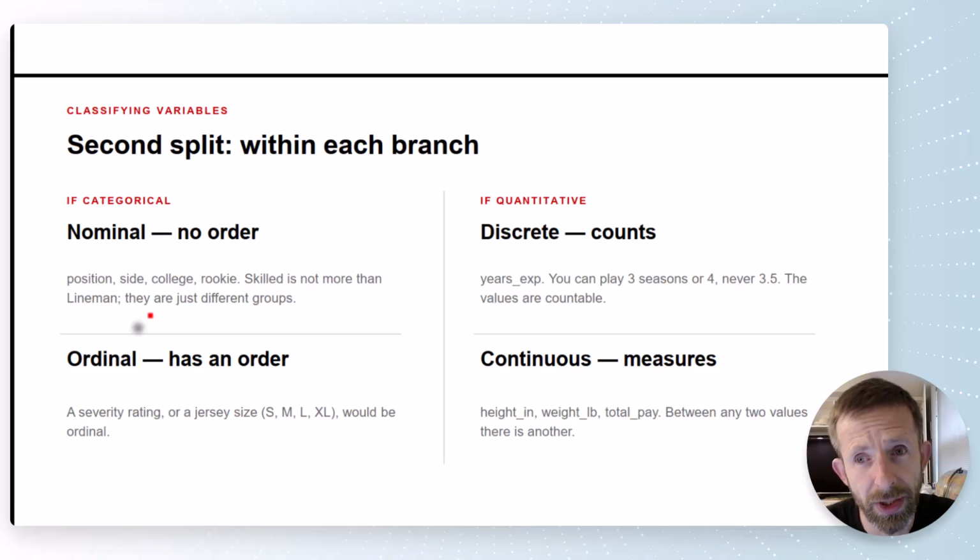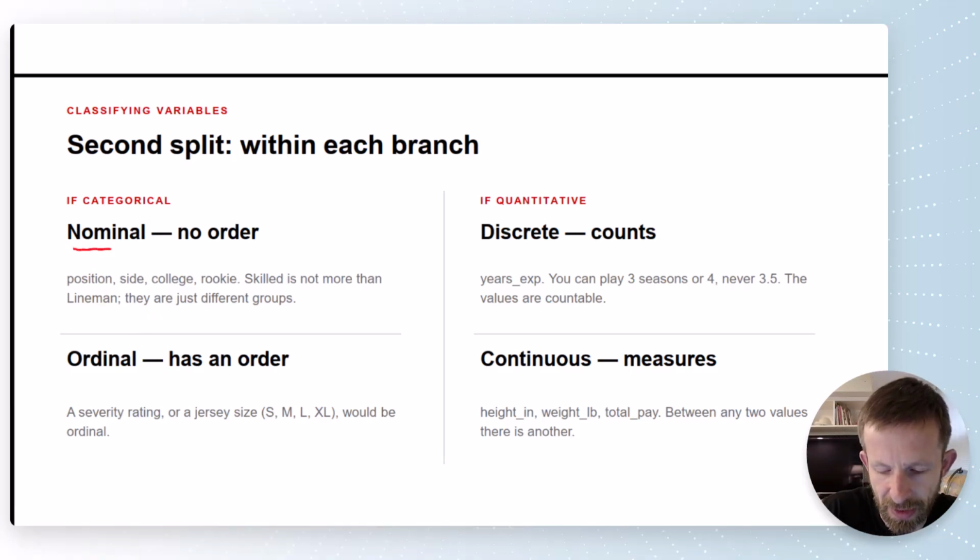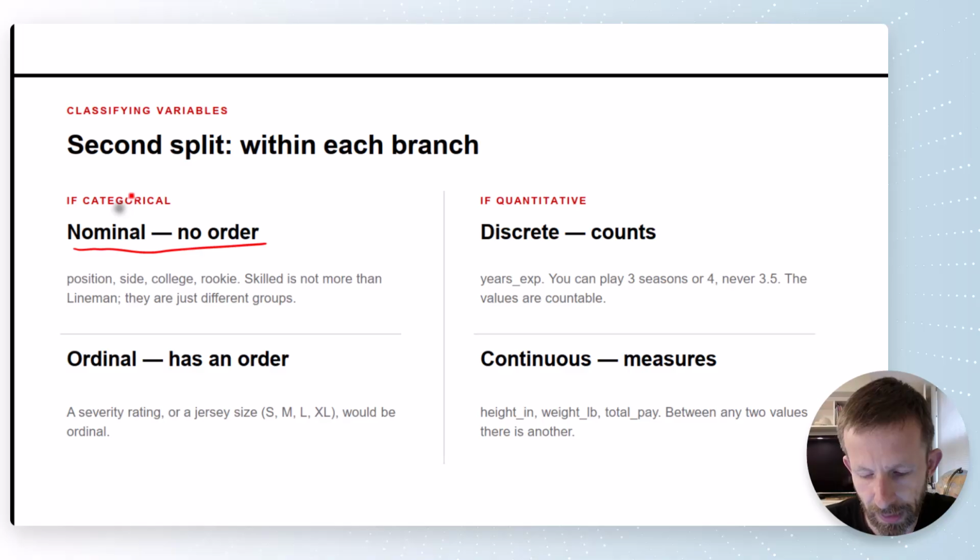Now, within each branch, I can have nominal. So for categorical variables, nominal, there's no order, different positions, quarterback, receiver, tight end. In soccer, forward, goalkeeper, defensive player, midfield, wing. The order doesn't matter. In some situations, if it's ordinal, it does have an order. So for example, jersey size, small, medium, large, extra large, there's a clear progression. Freshman, sophomore, junior, senior is another one that's categorical, but it's ordinal.